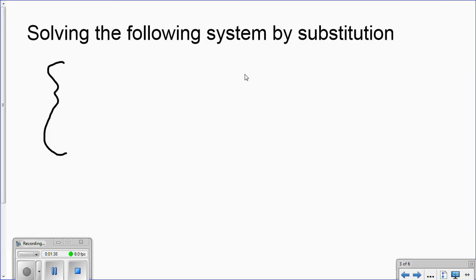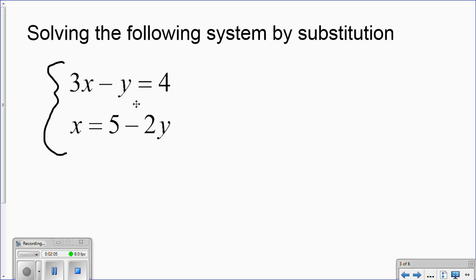Solve the following system by substitution. So here we go. We have 3x minus y equals 4 and x equals 5 minus 2y. Our first thing is to get one of the variables by itself in either equation. This equation already has x by itself, so we're going to use that. So by doing this, we know what x is equal to. x is equal to 5 minus 2y.